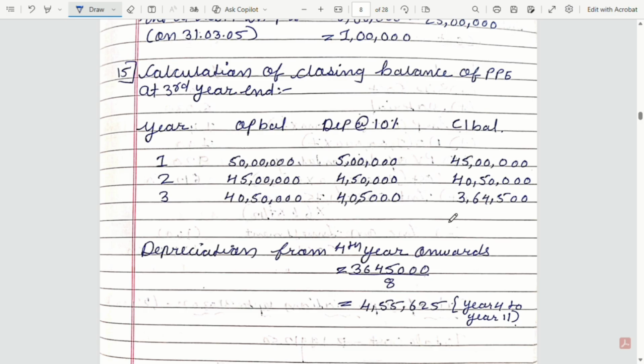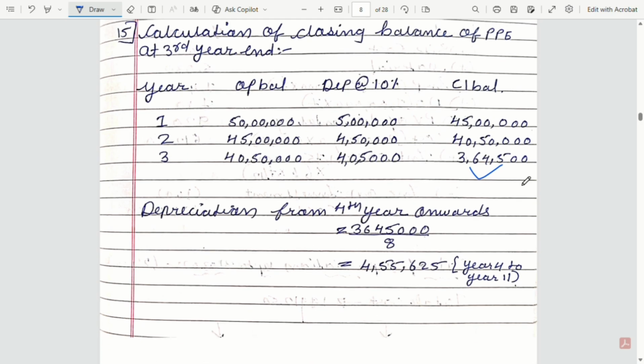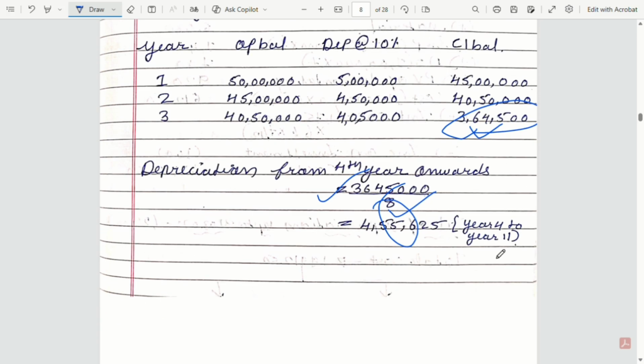So first we are going to calculate the carrying value up till year 3, and on that carrying value we are going to calculate the depreciation for the remaining years. How much is the remaining useful life? It is 8 years. Okay. So for year 4 to 11, this much depreciation will be charged per annum.